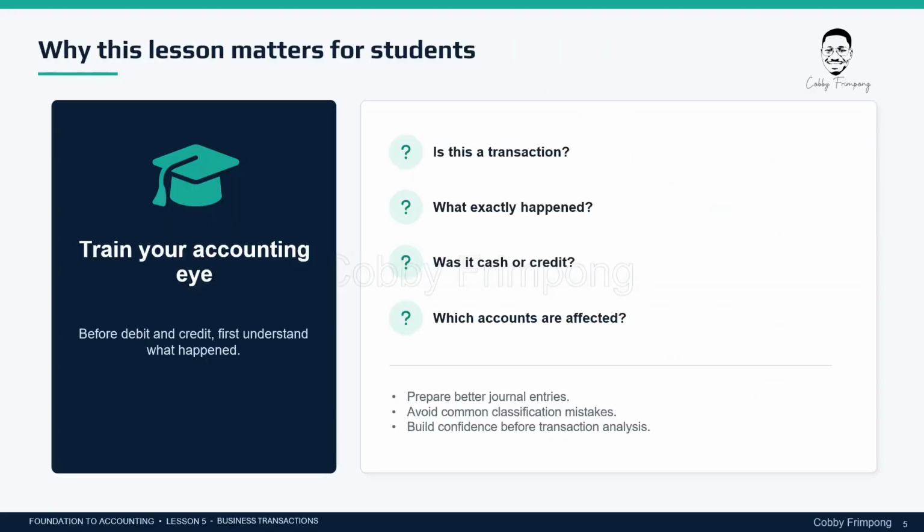Why this lesson matters for students? If you are a student, this lesson is important because transaction identification is the beginning of accounting. Many students struggle with journal entries because they rush straight into debit and credit without first understanding what actually happened. This lesson will help you identify transactions correctly, understand source documents, separate business activities from accounting transactions, analyze questions more carefully, prepare better journal entries, avoid classification mistakes, and build confidence.